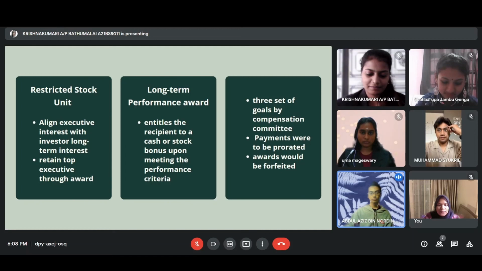Payments were to be prorated if performance fell short of expectation. If the executive's employment was terminated for any reason other than disability, death, or retirement before the 31st December 2005, this award would be forfeited.